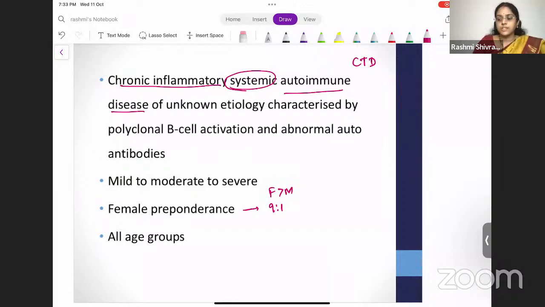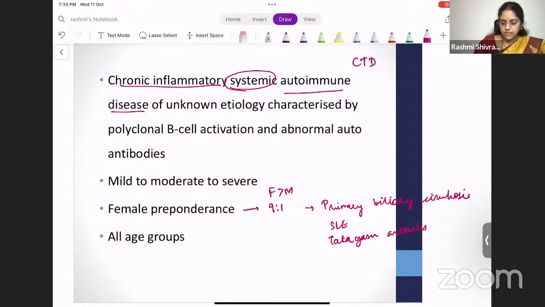Can you name some more diseases where a 9:1 ratio with female preponderance is found? Mainly we have primary biliary cirrhosis, then SLE, Takayasu arthritis, etc. All of these have a 9:1 female preponderance. Though this can present in all age groups, it is most commonly diagnosed in the 2nd to 3rd decade.